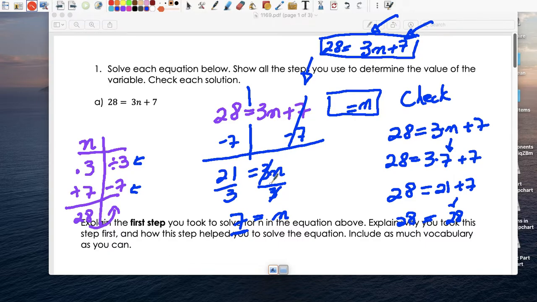And then from that, it helps me isolate my variable. By isolate my variable, I mean there's nothing around my variable except n. And the step after that, again, is the inverse operation of multiplying by 3, which is dividing by 3, and that's what I did.